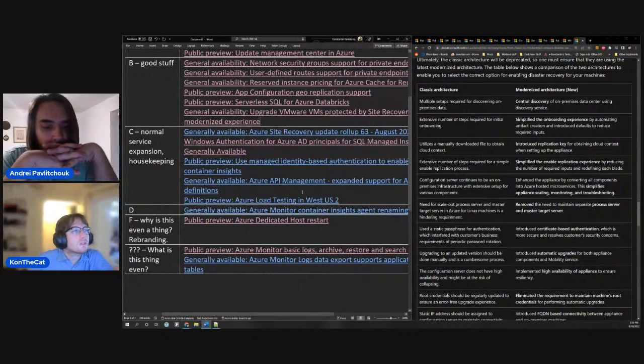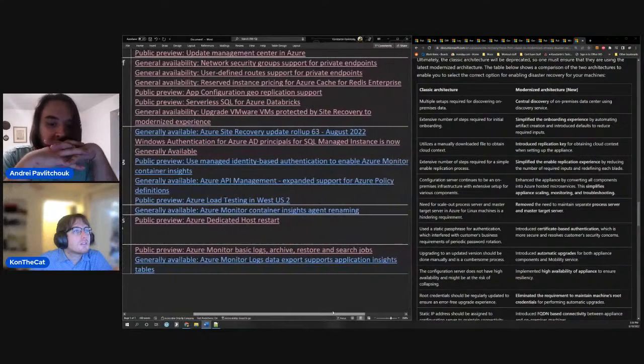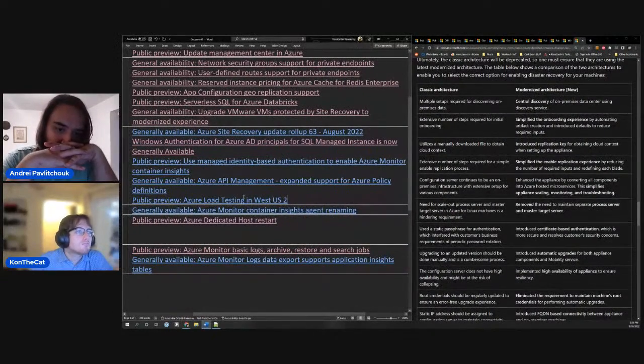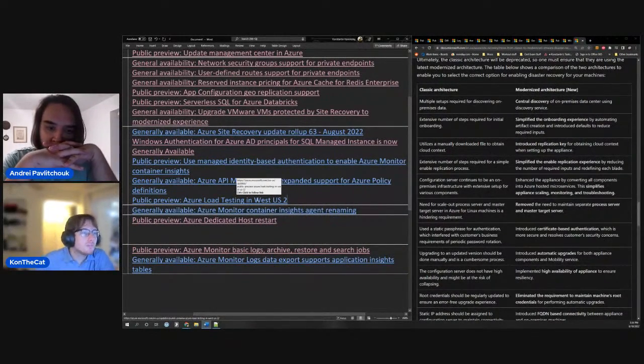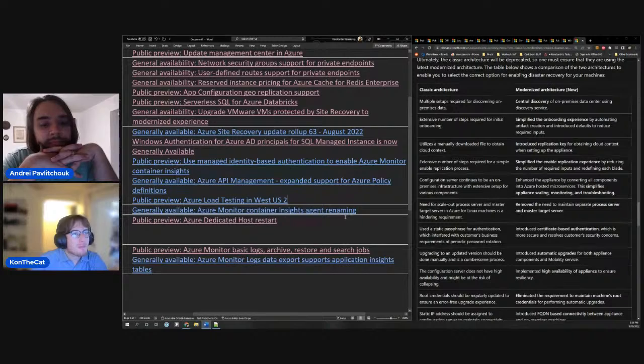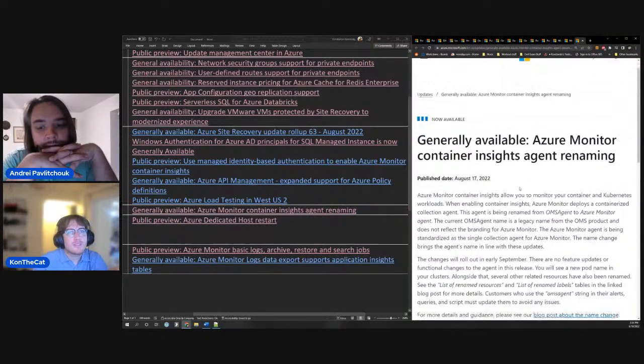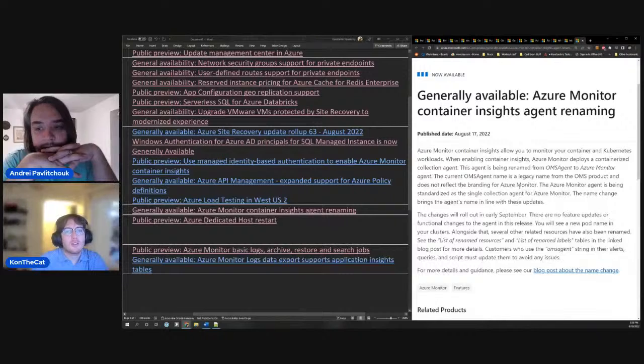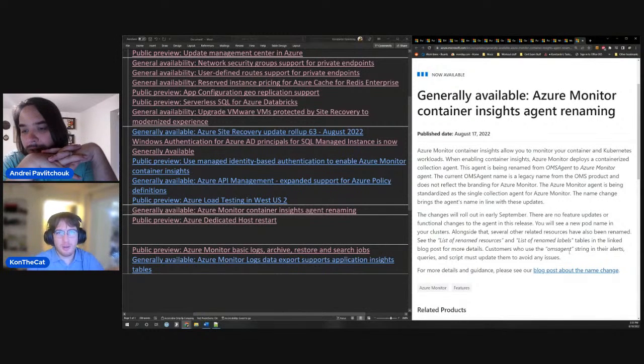Okay, who else do we have? Azure load testing must use more. The Azure load testing continues to spread. That's the news there. And then this was in Azure Monitor: they renamed the agent. It's no longer the OMS agent. It's now the Azure Monitor agent.